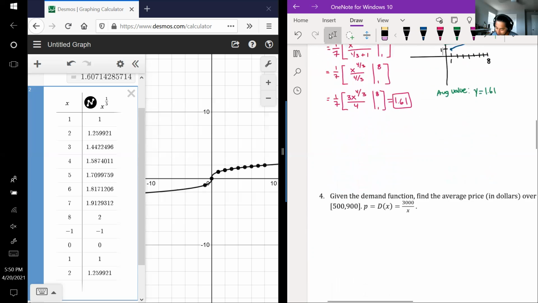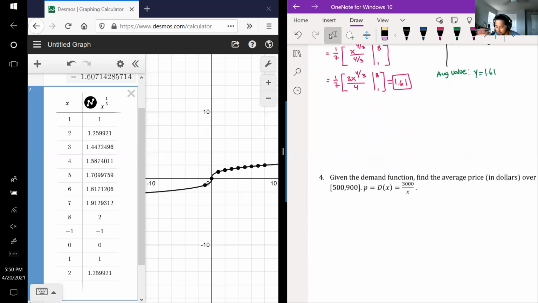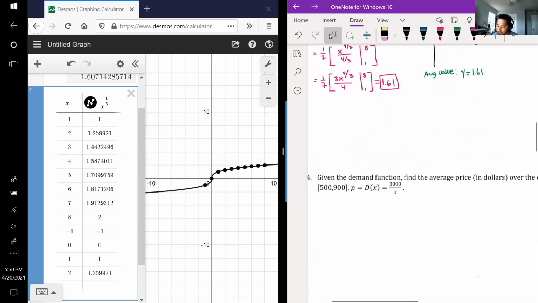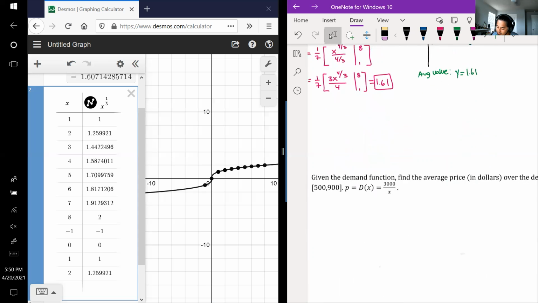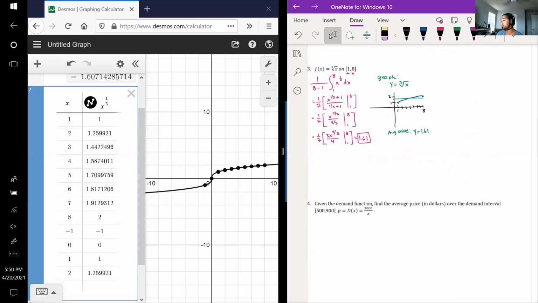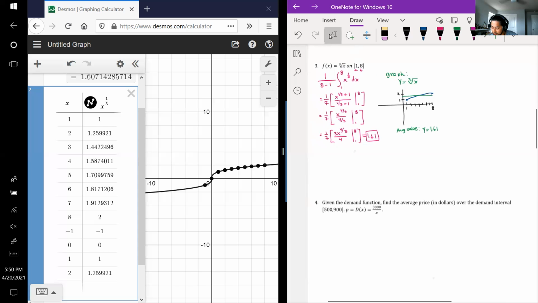Okay. Number 4, same thing. This time we don't have to graph. Given the demand function, find the average price in dollars over the demand interval 500 and 900 of d of x equals 3,000 over x. So they're giving us a function, they're giving us the interval. So now let's set up the integral. So we're still finding average value.